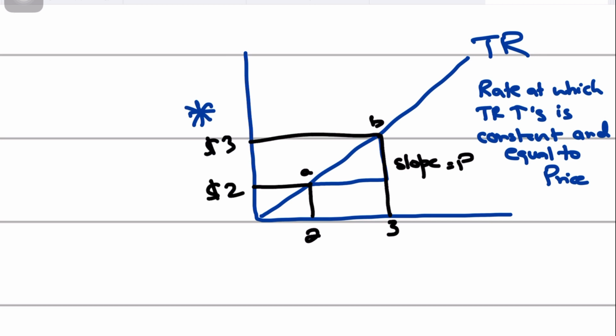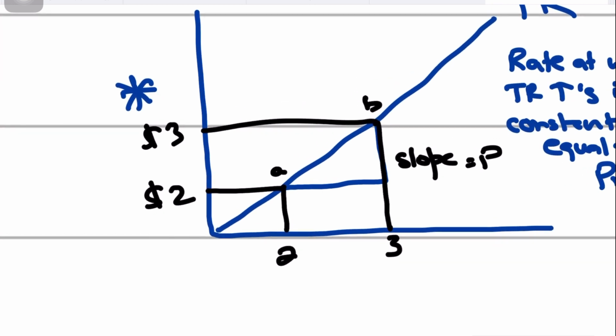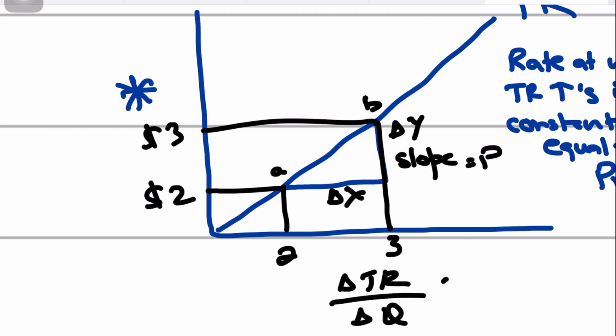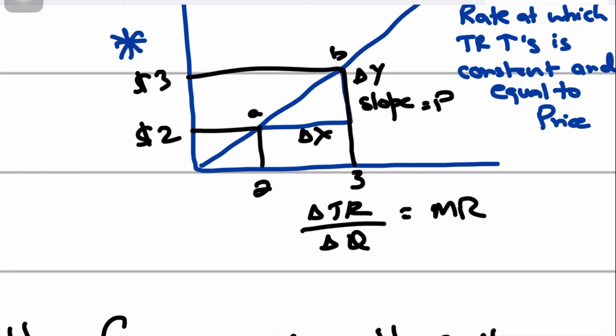And if you want to calculate the slope between these 2 points, A and B, change in Y over change in X, right? That's how the slope is calculated. So the change in Y would be the change in total revenue, divided by the change in X, which would be the change in quantity, which is the formula for marginal revenue. So if you plug in these values, the change in total revenue would be $1, the change in quantity is 1 unit, 3 minus 2, so the marginal revenue would be $1.